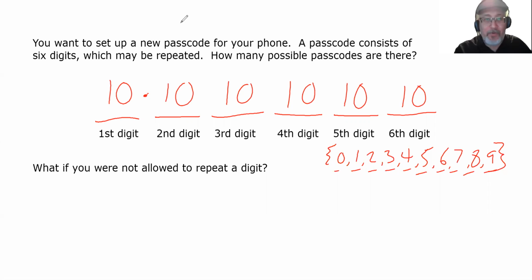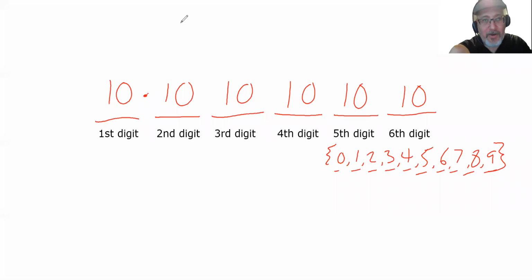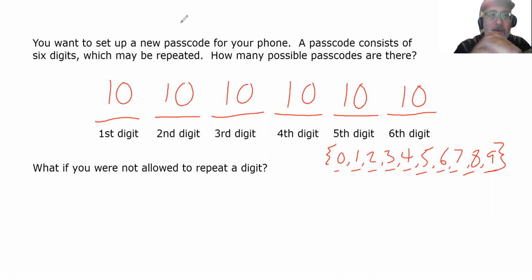And if you notice, I subconsciously put a multiplication dot between the first two 10s. Let's just pretend for a second that I didn't. Come back, everybody. There we go. All right.